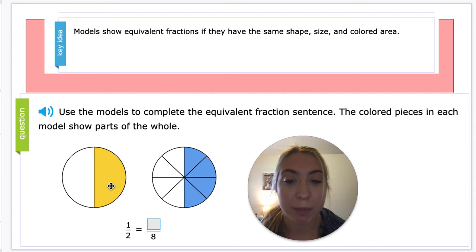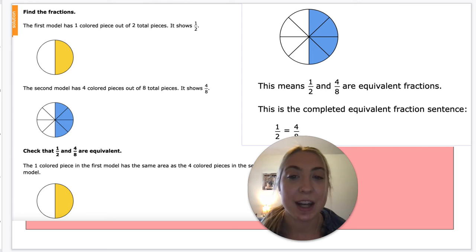So here, 1 part out of 2 parts is colored. And here, 4 parts out of the total of 8 parts are colored. So again, if we multiplied 2 times 4, we would get 8. And if we multiplied 1 times 4, we would get the answer 4. So when we look at it explained, the first model has 1 colored piece out of 2 total pieces. So that's showing 1/2. The second model has 4 colored pieces out of 8 total pieces, and it shows 4/8. So 1/2 and 4/8 are equivalent.